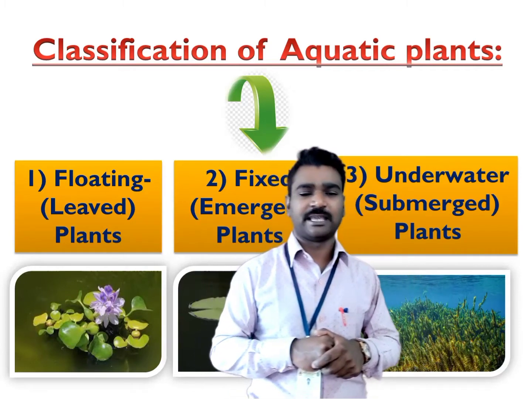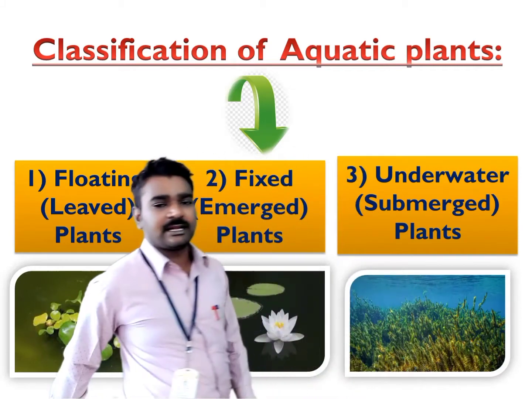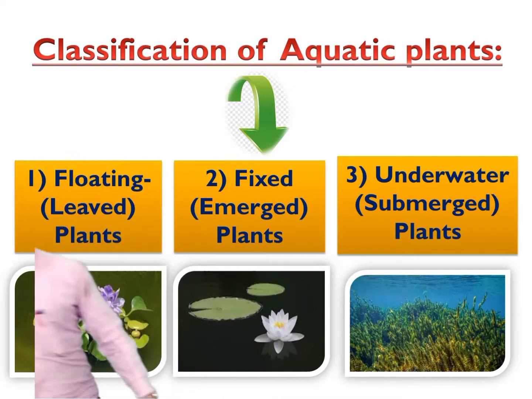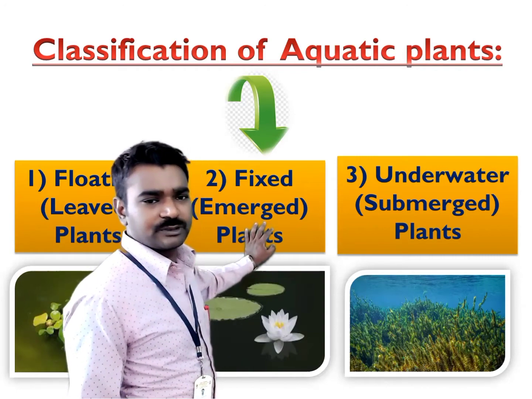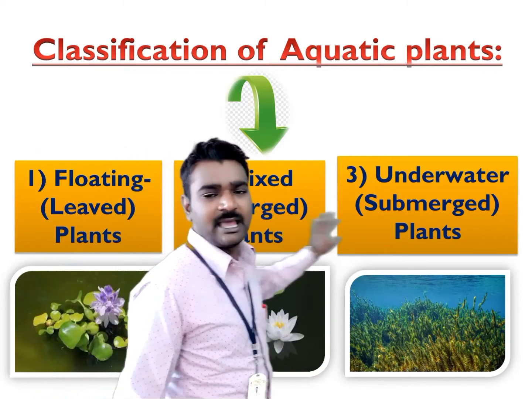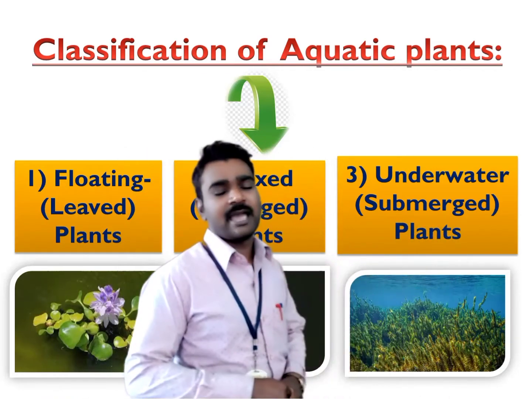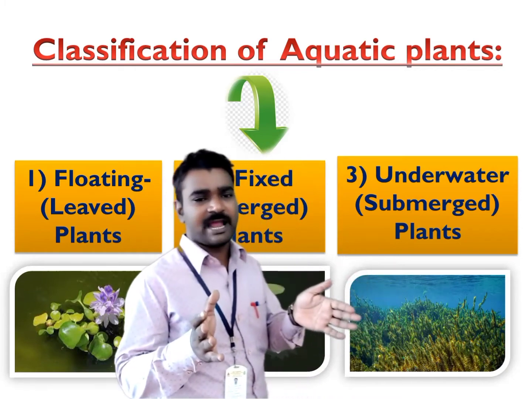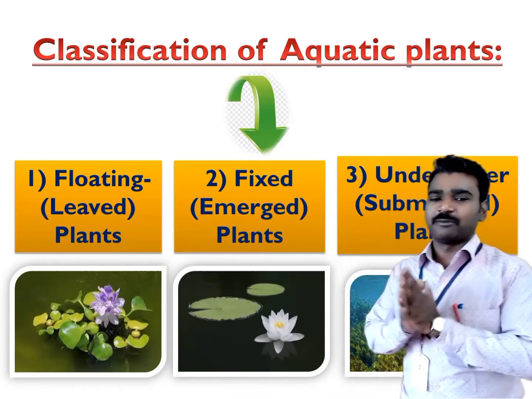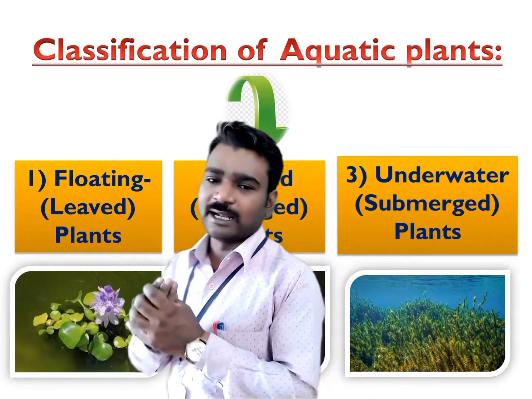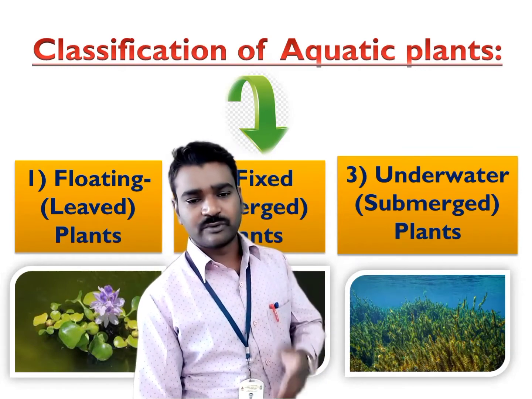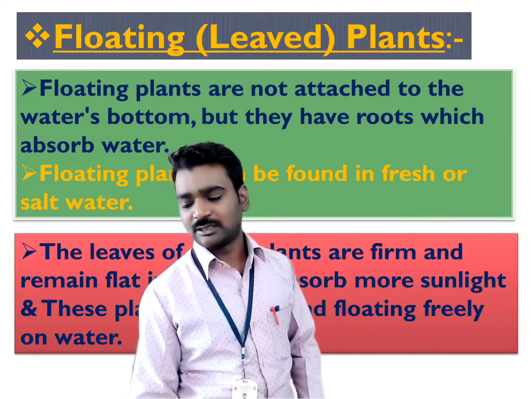Here you can see that these aquatic plants can be classified into three groups. The first one is the floating plants, the second one is the fixed plants, and the third one is the underwater aquatic plants. Floating plants are also called leaf plants, the fixed aquatic plants are called emerged plants, and the third category, the underwater plants, are called submerged plants. So we'll see about these plants one by one.